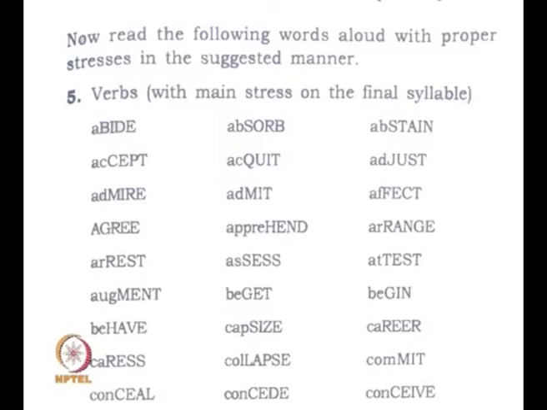Who can take over from me? Agree. Apprehend. Arrange. Arrest. Assess. Attest. Beget. Begin. Behave. Capsize. Career. Caress.